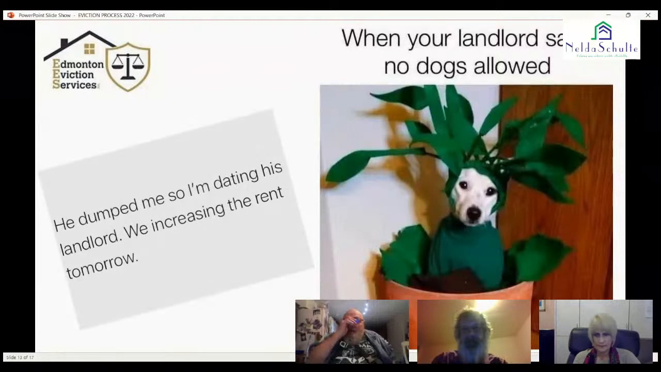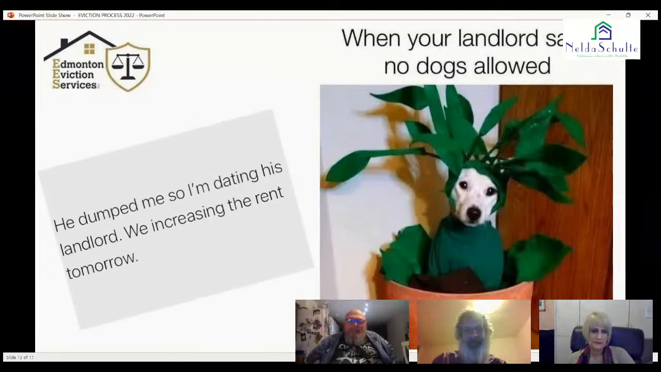And here's some tenants that have problems with... That's such a cute little dog. Yeah. Oh, I didn't know it was a dog. No plants in this apartment. No plants. I like the other one. Yeah, he dumped me, so I'm dating his landlord. We increased the rent tomorrow. There's justice for you. Sweet. Yeah.